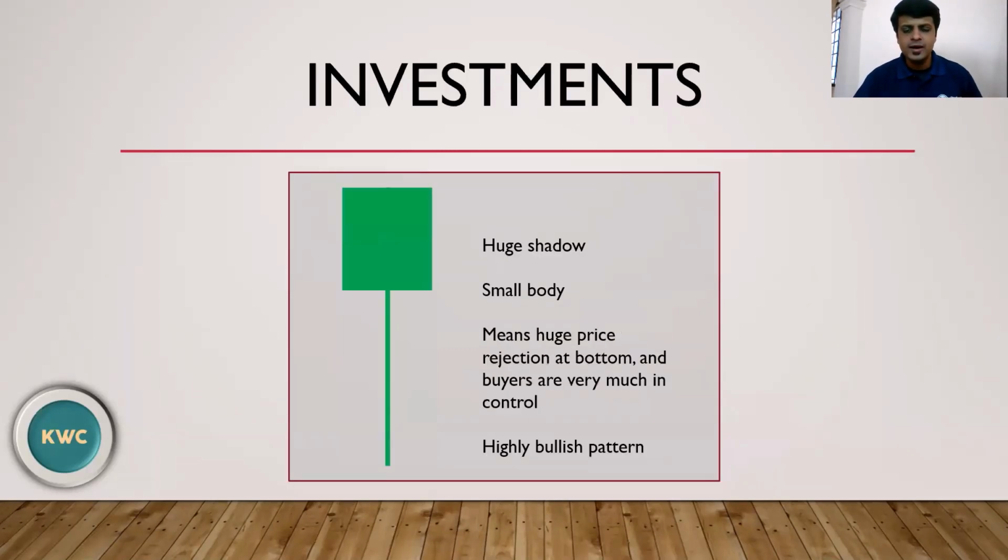Suppose you have a huge lower shadow and a small body. This basically means that there was a very high price rejection at the bottom and a lot of buyers are in control, and this means that the trend is probably highly bullish.